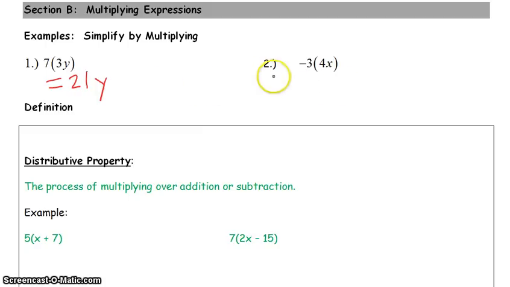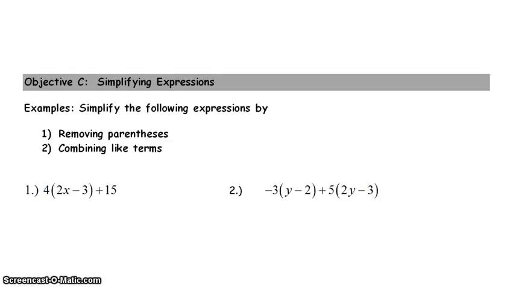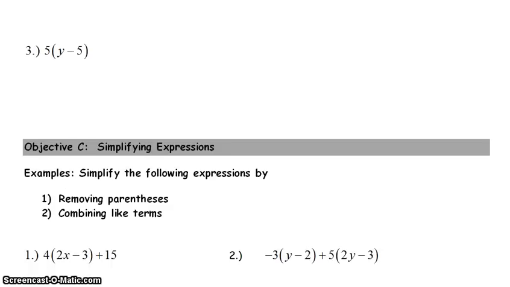Okay, now we get to problem number 2. We have a negative 3 times a positive 4x. Now we know from previous lessons that a negative times a positive is negative. So we would take 3 times 4x, which would give us 12x. And we're done with that example. So we scroll down to a quick definition of the distributive property.